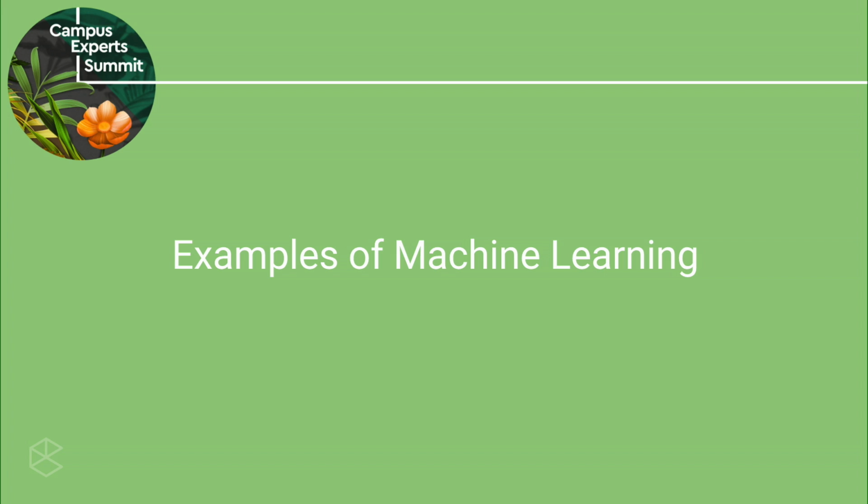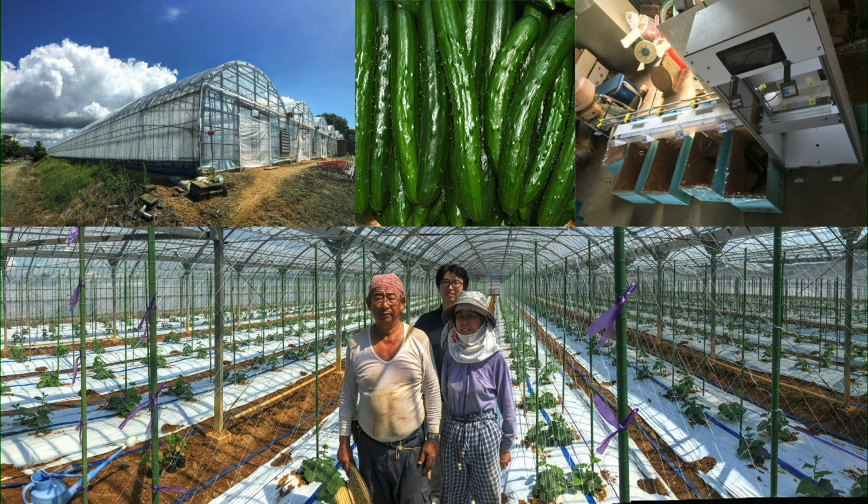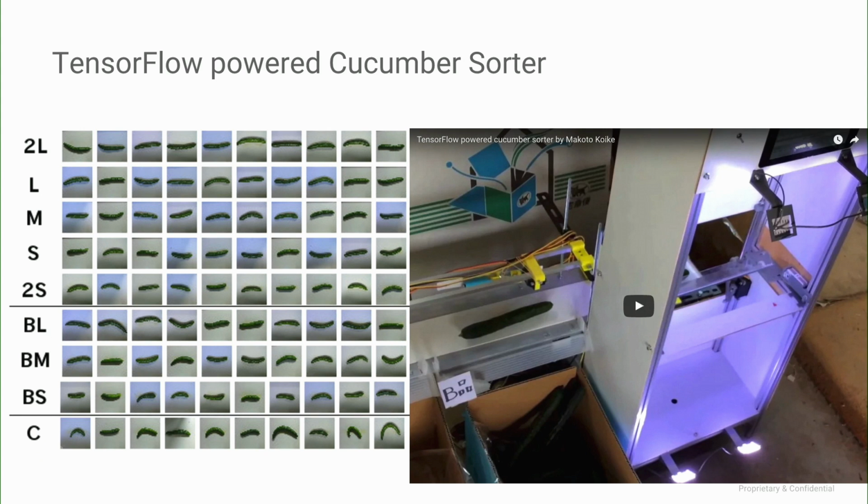So some examples of machine learning right now. This is a cucumber farmer in Japan who's actually using TensorFlow on his farm to decide which are good cucumbers and which are not so good. According to him, he has 9 different buckets into which to sort cucumbers. He was able to come up with a model to do this based on taking pictures of lots of different cucumbers and then training the model based on the types of cucumbers for each different bucket.